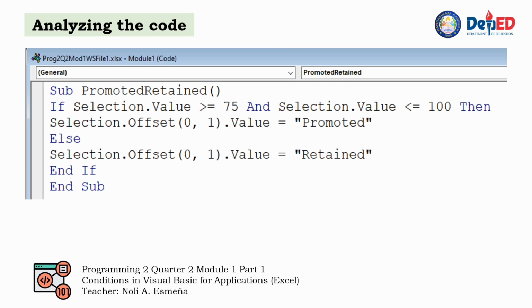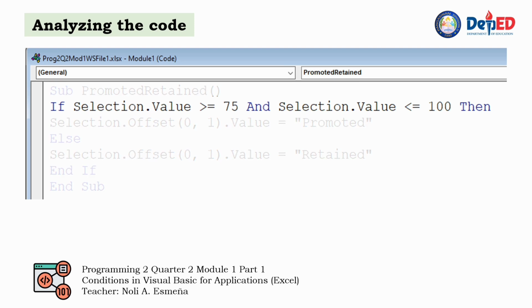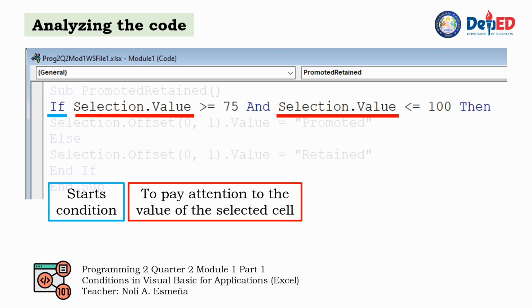Let's analyze the code that you have just entered, starting with this line. As you can see, the statement started with the keyword if. This marks the start of a conditional statement. The next keyword, which we used 2 times in this line, is Selection.Value. These keywords are a way to tell Excel to look or pay attention to the value of the selected cell.